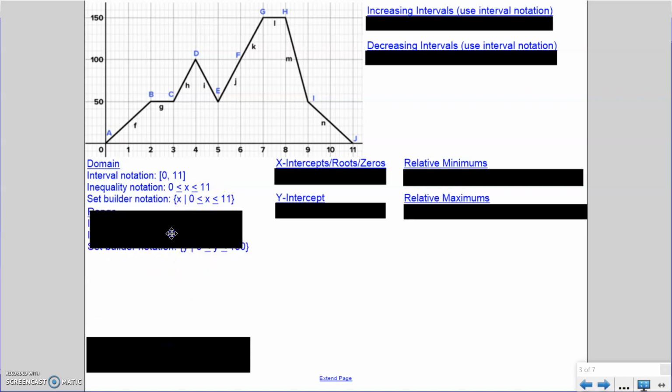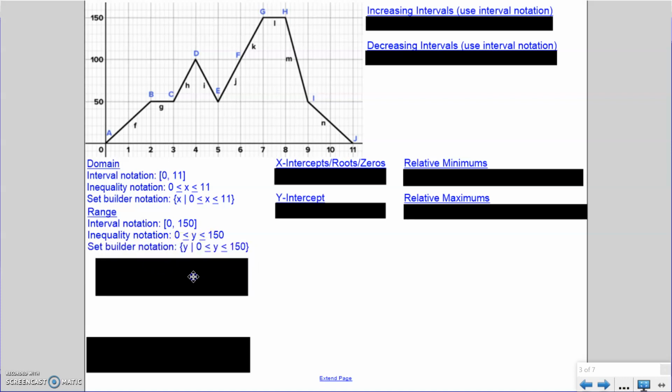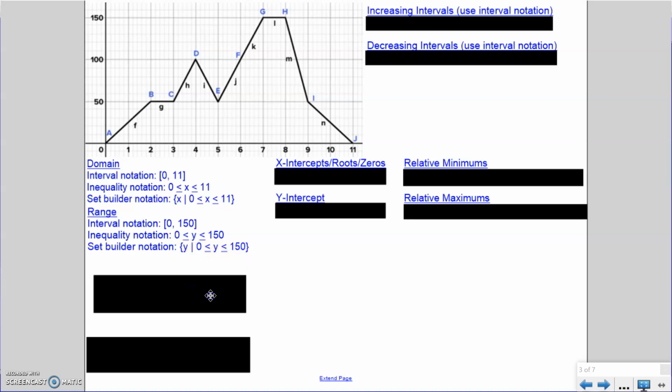Alright, then we have range. Very similar. The lowest y value is 0. The highest y value is 150 in the picture. So 0 to 150, both closed. Inequality notation, y is between 0 and 150. Set notation, y such that y is between 0 and 150, both closed.